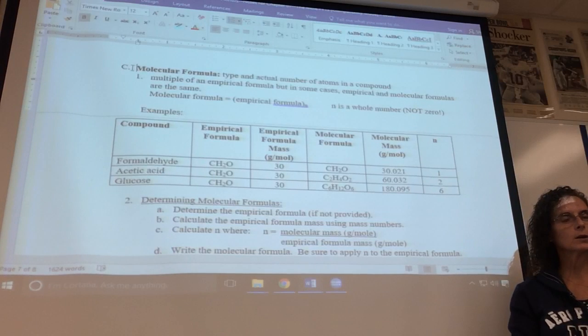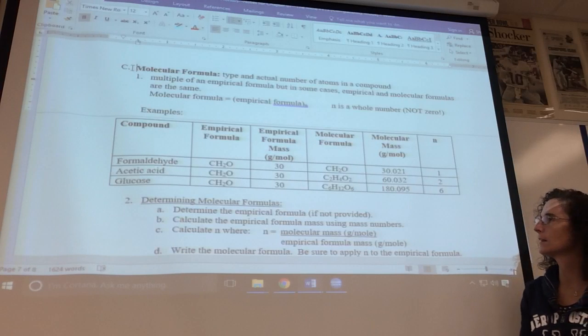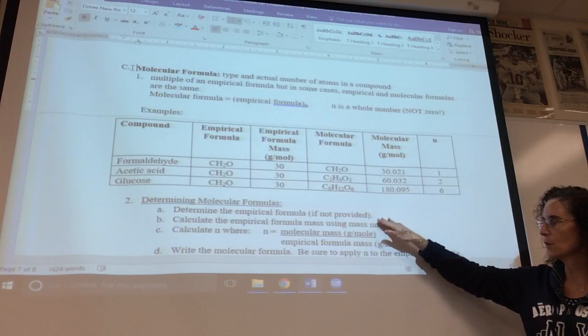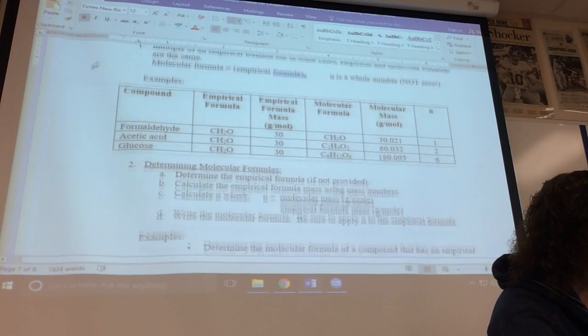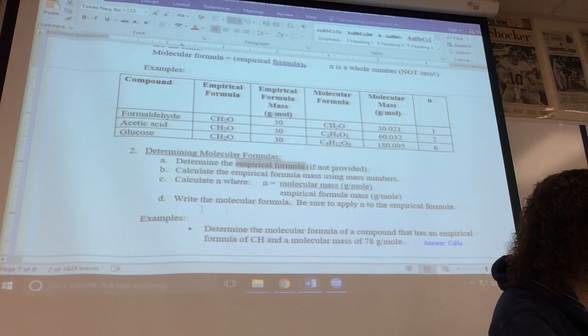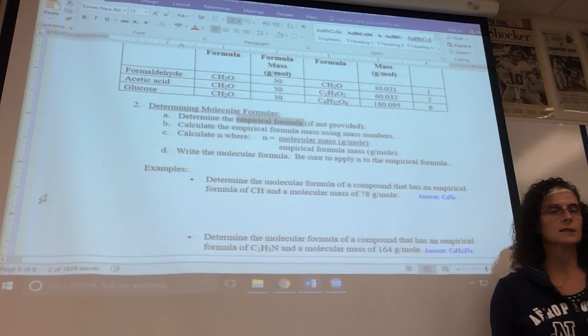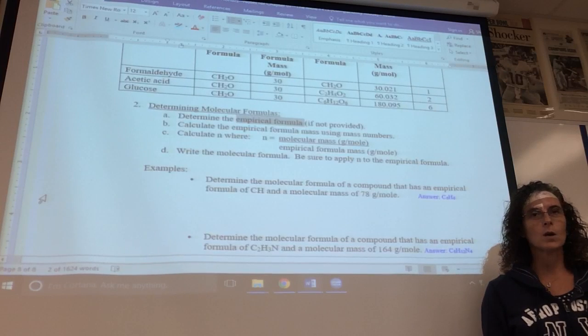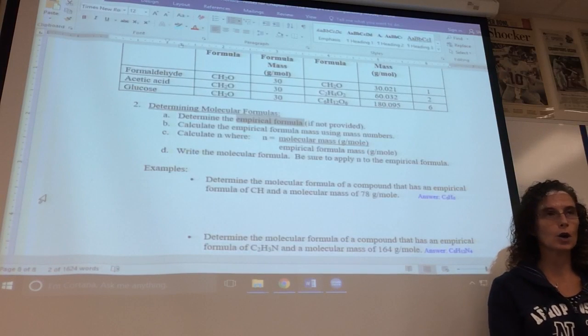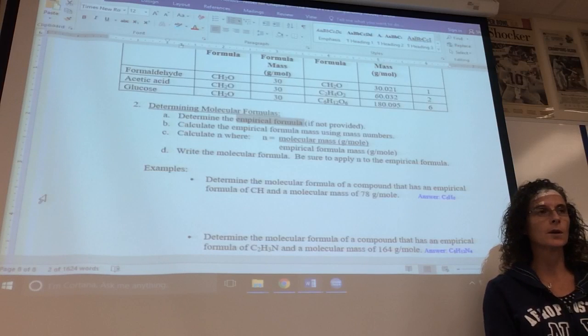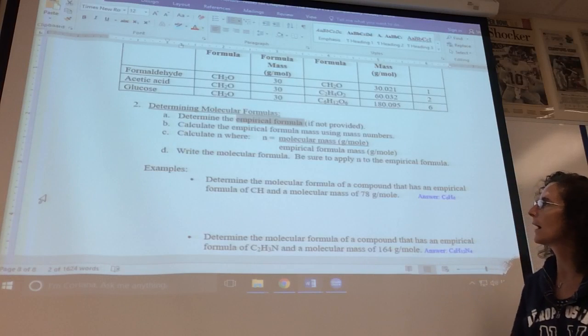Initially, you'll be given the empirical formula. You will calculate the empirical formula mass from mass numbers. You'll calculate n by doing molecular mass over empirical formula mass, and then you'll apply n to the empirical formula to get the molecular formula. So those are the steps we're going to be using. Again, determine the empirical formula if not provided. In the first two examples, I've given it to you to keep it very simple, but you already know how to determine the empirical formula from percent comp. So that may be something you're asked to do as well.